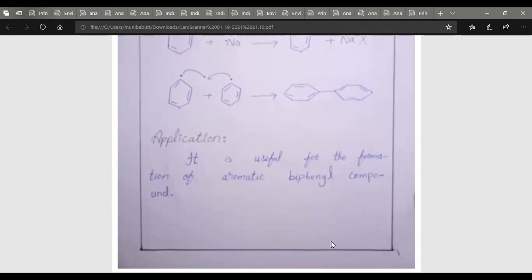So I hope you got all the information about the Wurtz reaction, the Fittig reaction, and the Wurtz-Fittig reaction.